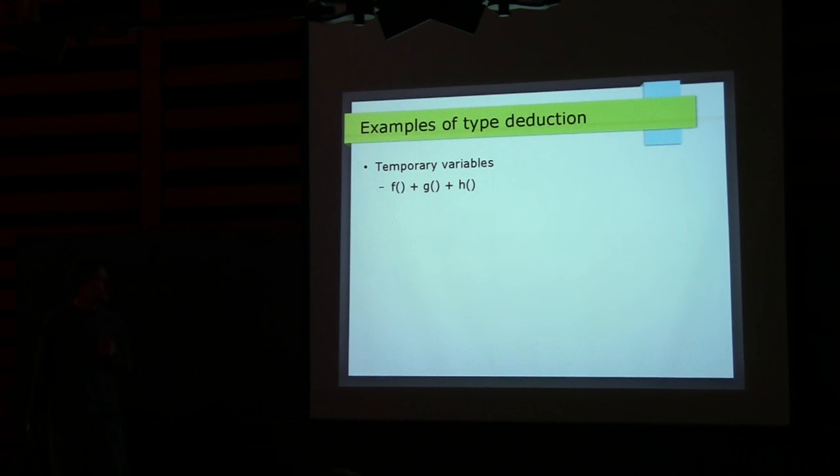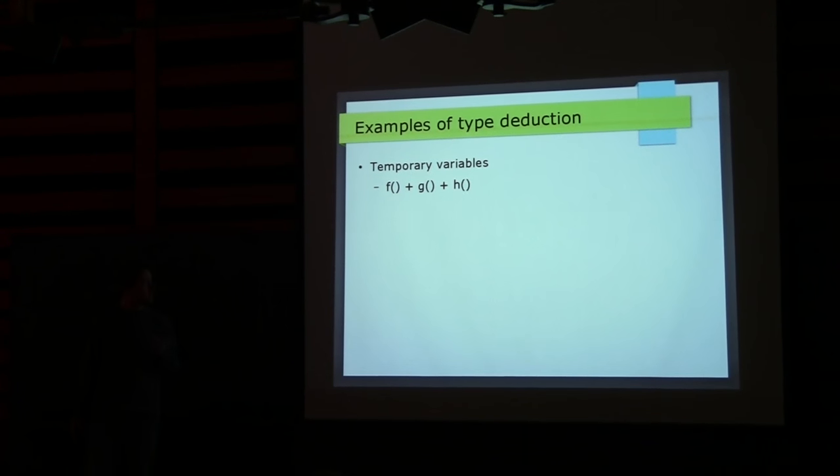consider this expression. We have some function f, some function g, and some function h. We don't say what they return, but we know that the return type of f and g can be added together to produce some value, some temporary value. And then whatever type that is, it can be added to h. Now, in C, there was no operator overloading, no function overloading, so this was limited to returning built-in types, ints, doubles, that sort of thing. But the compiler would generate the correct double add instruction or int add instruction for this.